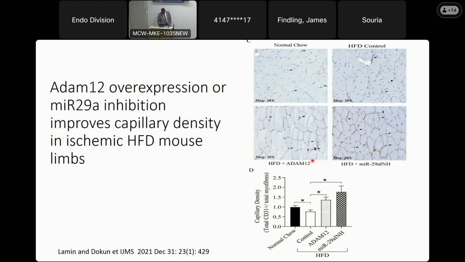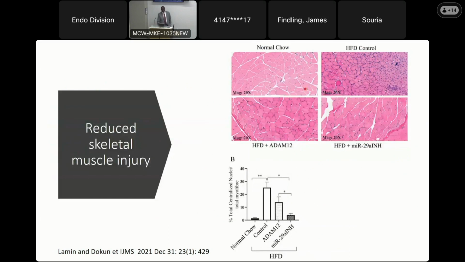So next, in the same mice, we looked at the extent of capillary density, and you can see that, yes, you get increased capillary density in the mice that were treated with ADAM12 and those mice that were treated with the miR29 inhibitor. You also see improved muscle myopathy in those mice. This is the Black 6, high-fat diet-fed or diabetic mice. You can see a lot of centralized nuclei, less so in the ADAM12 and the miR29 treated tissues.